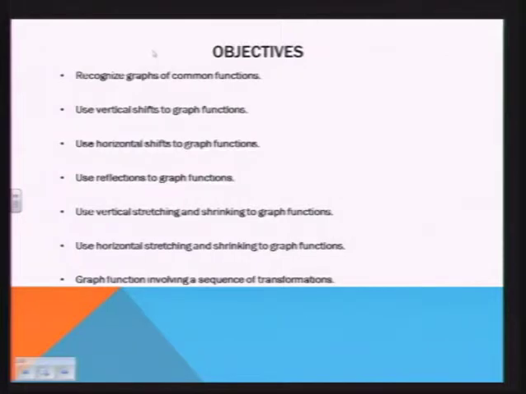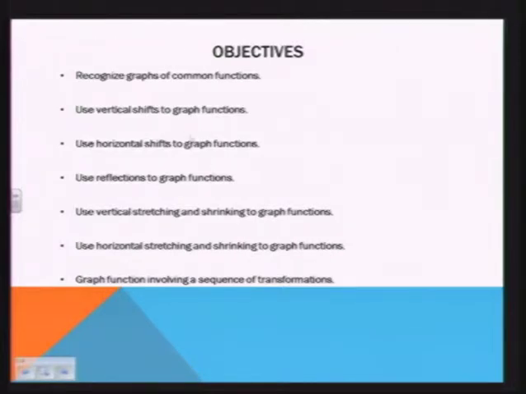Objective 1 will be to recognize graphs of the common functions. Objective 2 will be to use vertical shifts to graph functions. Objective 3 will be to use horizontal shifts to graph functions. Objective 4, use reflections to graph functions. Objective 5 will be using vertical stretching and shrinking to graph functions. Objective 6 will be to use horizontal stretching and shrinking to graph functions, and the last objective will be seeing how these graphs of functions involve a sequence of transformations.